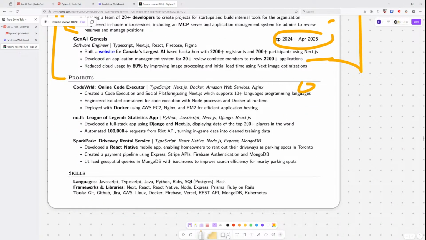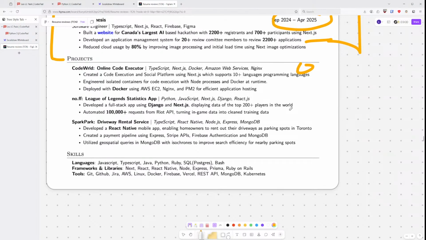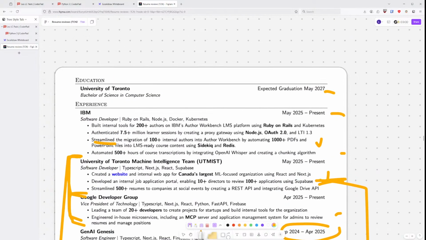Online code executor. Okay. 10 languages. Docker. Django. Automated request from Riot API turning game data into clean training data. Display data. Statistic app. Okay. Brand native mobile app. Homeowners rent out their driveways as parking spots in Toronto. Create a payment pipeline. Express, Stripe, Firebase. Okay, this is good, I like this. I think this is a good one. This is fine. Okay. What's your comment?